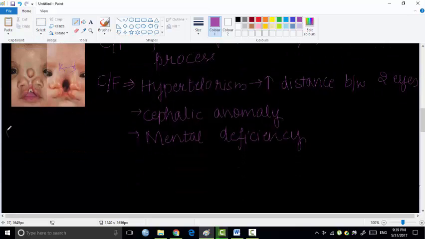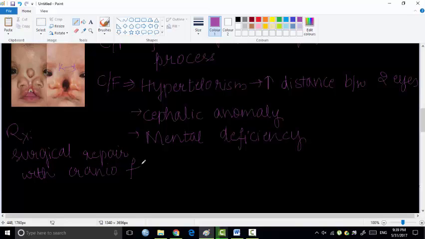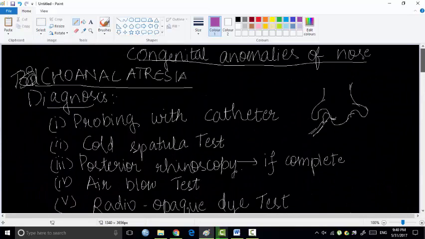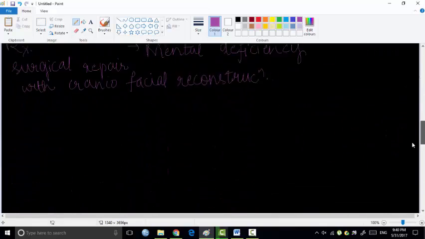Now coming to the treatment, what is the treatment? It's simple. It's surgical repair, right? You have to combine it and give some facial reconstruction. You have to do surgical repair with craniofacial reconstruction, right? So this is one type, that is bifid nose. So here you have dealt with choanal atresia and then bifid nose.